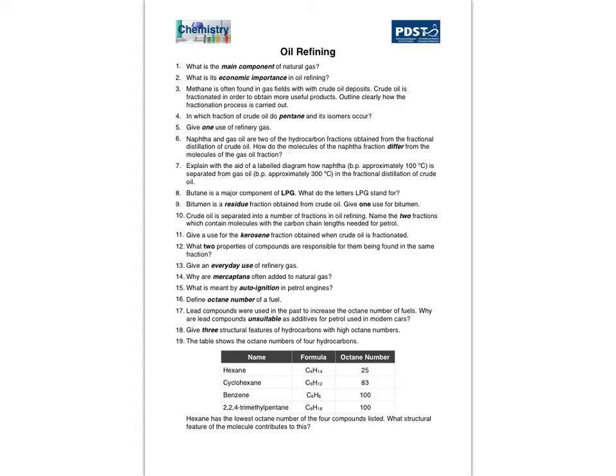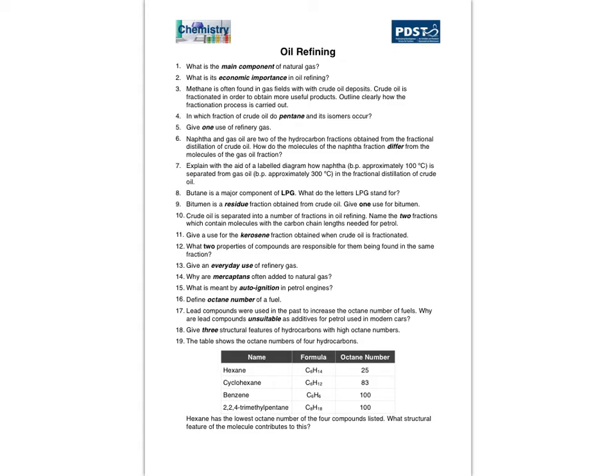Question 15, auto-ignition in petrol engines. It's the premature ignition of petrol-air mixture. It can be quite explosive. And the octane number is the measure of a fuel to resist this auto-ignition, which can also be called knocking. Question 17, lead compounds were used in the past to increase the octane number of fuels. Lead compounds are unsuitable as they destroy the catalytic converter.